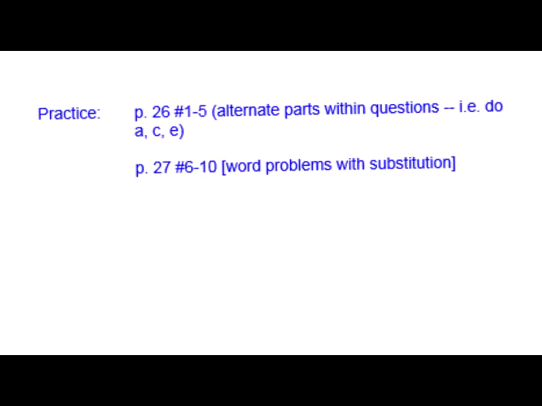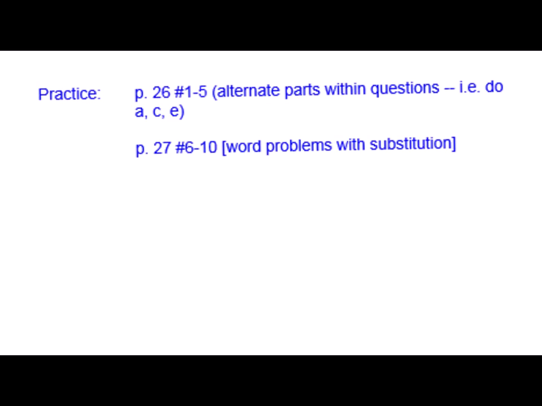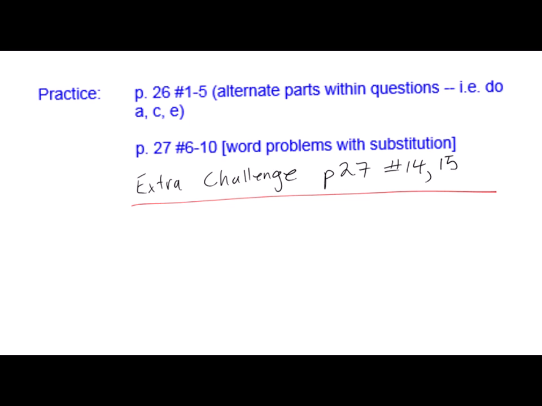So your homework for the weekend is going to be page 26, number 1 and 5. You're going to do the alternate parts for A, C, and E. You're going to also notice you're going to actually do questions number 6 to 10. I want you to do that for word problems, and then use an extra challenge problem on page 27, number 14 and 15.